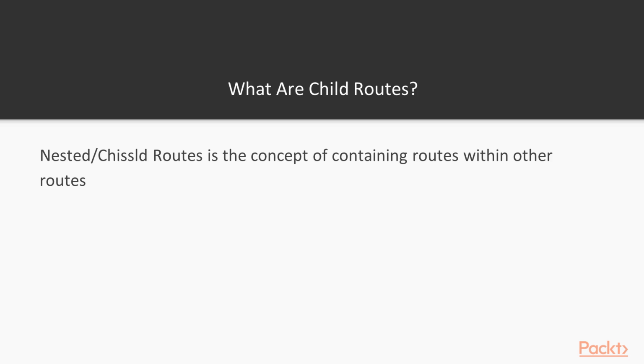You can also say child routes are nested routes. Child routes is the concept of containing routes within another route. We will have a parent route, and inside the parent route, I can define multiple child routes. Let me show you the demo of our application.